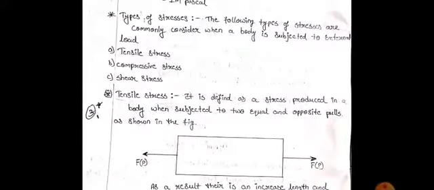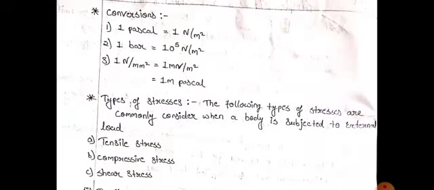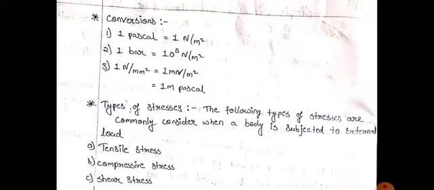Next is conversions. Here we can see why I mentioned these conversions: when you are solving problems, stress may be given in Newton per mm square, or sometimes they will give it in megapascal. That time you will get confused about what is Pascal. So here, 1 Pascal is equal to 1 Newton per meter square.